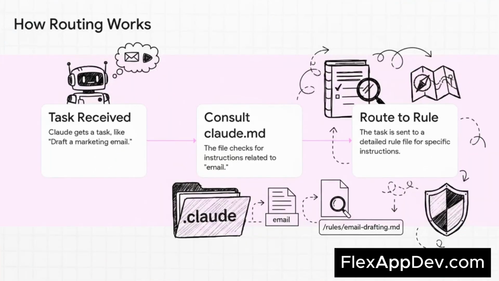So what does that actually look like in practice? Well, let's say Claude gets a task, something like draft a marketing email. The very first thing it does is look at claude.md. That file sees the word email, and instead of having the template right there, it just points the task to a different, more detailed file, maybe something like rules/emaildrafting.md. It's all about clean, efficient routing.